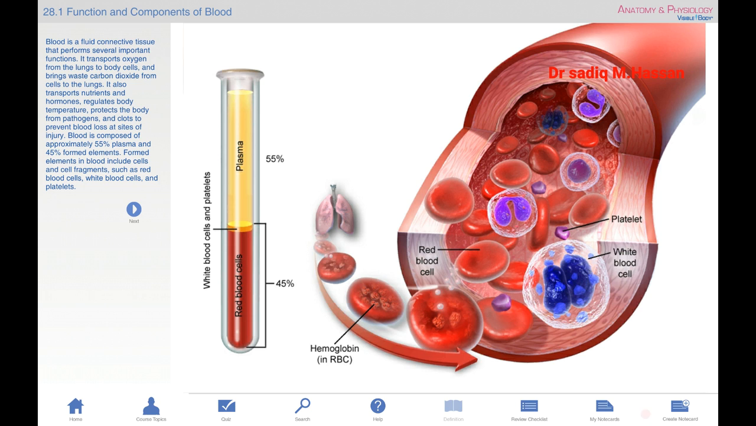Waste products, which is carbon dioxide. So hemoglobin contains a small amount of heme, an iron-containing pigment that binds to oxygen and releases it at the appropriate time. So what about the erythrocyte?